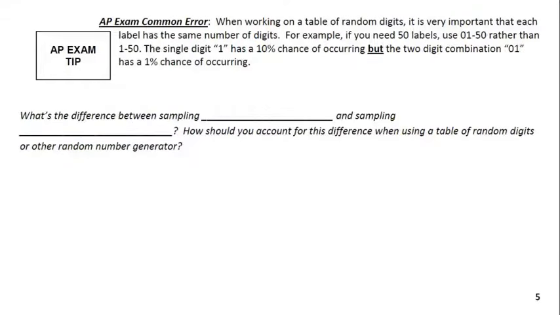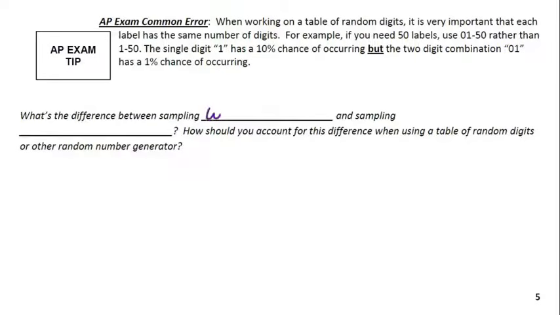Okay, so last little bit here. AP exam, common error. We already talked about this. You need to make sure that they have digits that are fair. So if you're going from 1 to 50, use 0, 1 to 50 rather than just like 1. You need to use 0, 1. And here's actually the reason. The digit 1 has a 10% chance of occurring, right? Because it's one of the 10 digits. But a 2-digit combo only has a 1% chance of occurring. That's the reason why you have to have digits of the same length. 1 has a way bigger chance of occurring than the pair 0, 1.